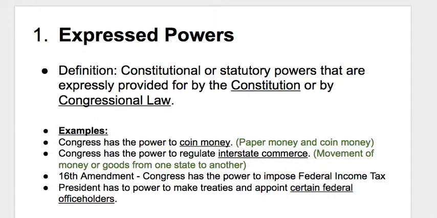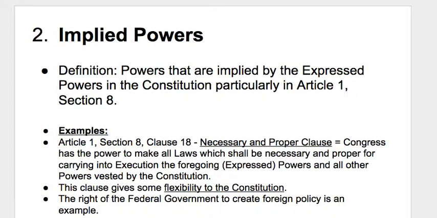Moving on to implied powers. Implied powers are powers that are implied by the expressed powers, the powers we just talked about in the Constitution, particularly in Article 1, Section 8 of our Constitution.